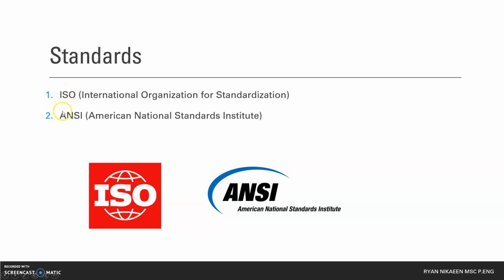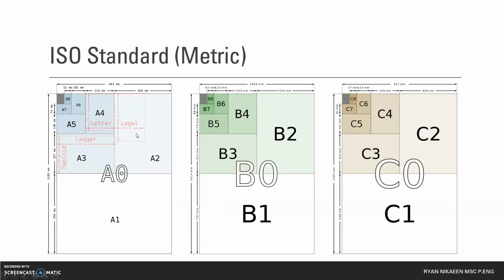They decide, for example, for lumber, when you say 2x4, what should be the size of the 2x4? What should be the length of the 2x4? When we talk about paper, they decide what standard papers we should have. Let's see the difference between those standards when we talk about papers.